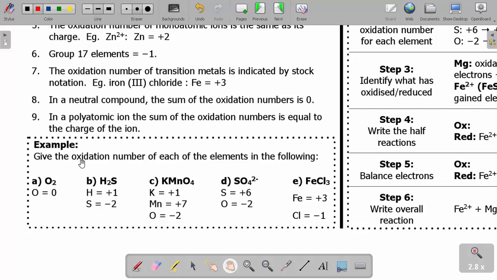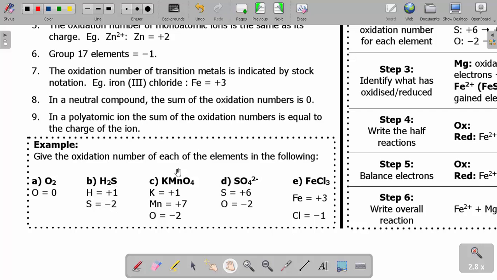Example here, they say, give the oxidation number of each of the elements in the following. This is oxygen. You see, it's not combined, so it's going to be 0 here. Now here we have hydrogen sulfide. In this particular case, hydrogen is going to be having +1. What about sulfur? It's going to be -2. Now there is a 2 on hydrogen here. 2 times +1 is +2. +2 plus -2 gives us 0. So you see, this one is not bonded, so it is neutral. In that case, that's why sulfur is -2.